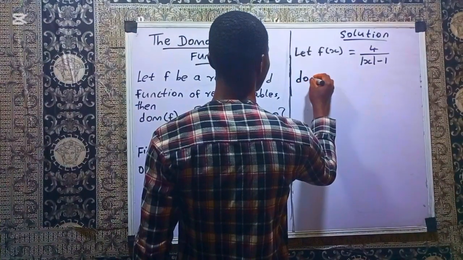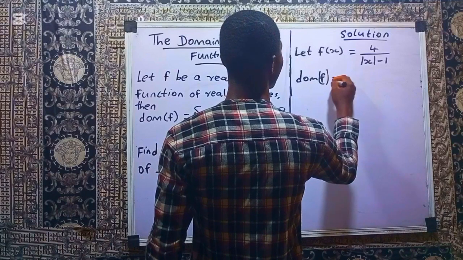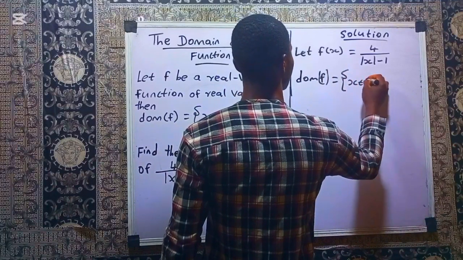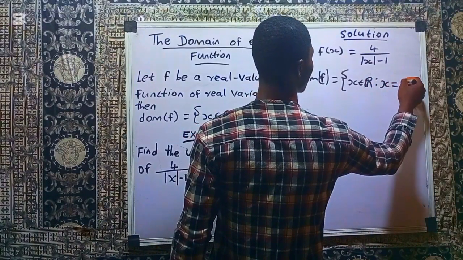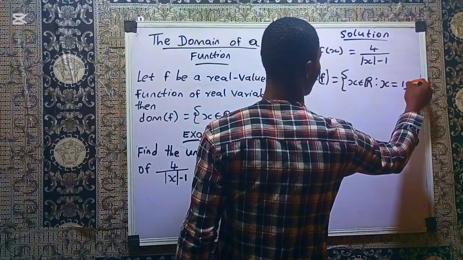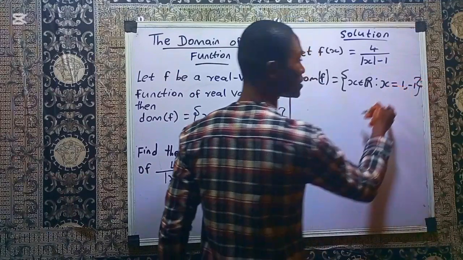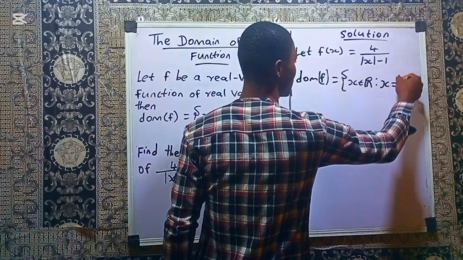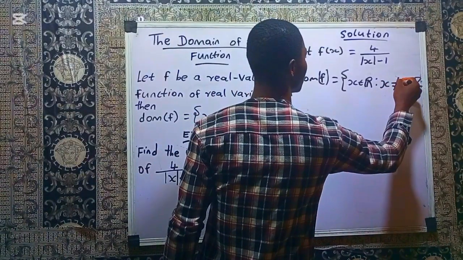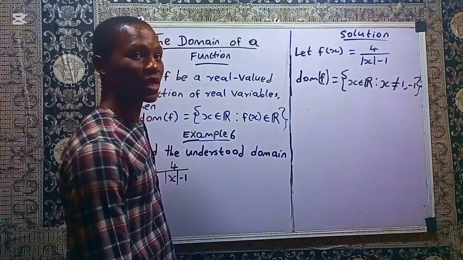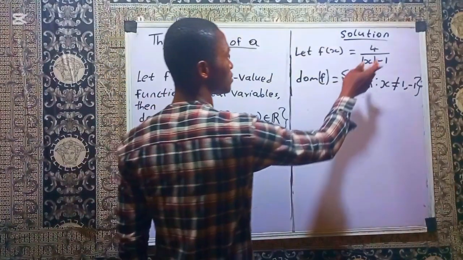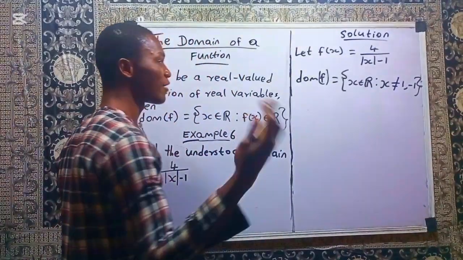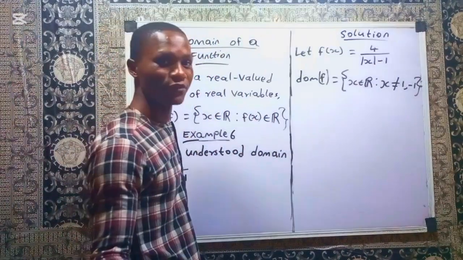So we say domain of function f is the set of all real numbers x such that x should not be what? x should not be 1 and then minus 1. You see how I wrote x equals to 1 and minus 1? And I don't want it to be that. I will cancel it. So x should not be equal to 1 and minus 1, because that's what will make this denominator to be 0.